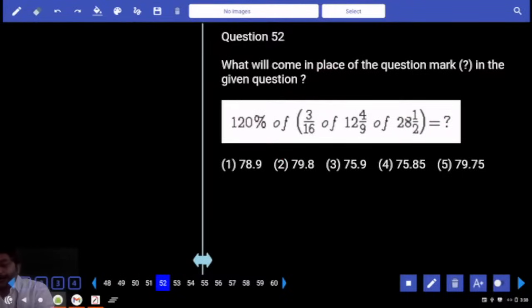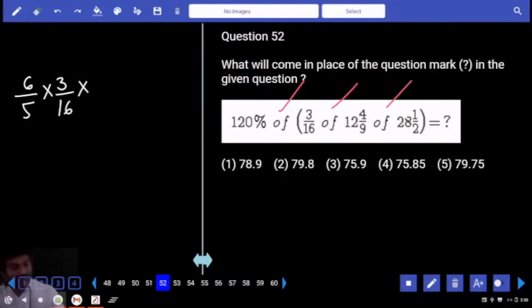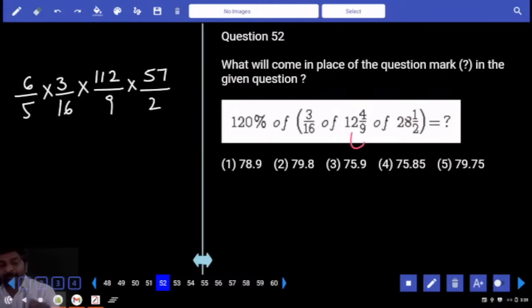120% fraction. 6 by half, meaning into only. Right. Into 3 by 16 into 12 times of 9. 108 plus 4, 112 by 9 into 28 1 by 2. 28 2 times 56 plus 1, 57 by.